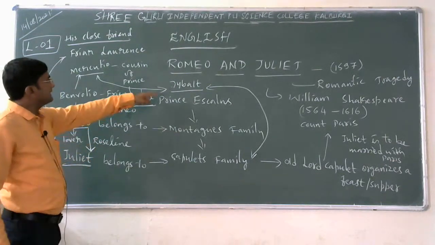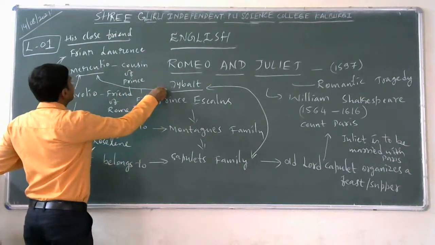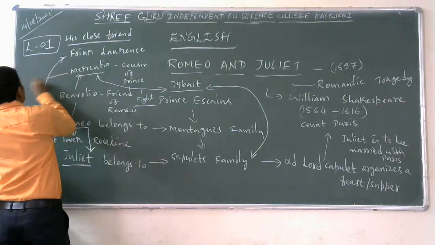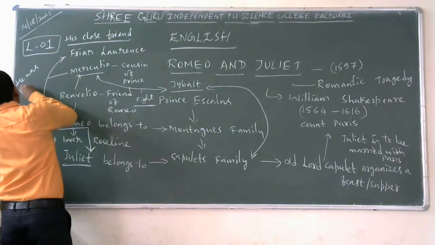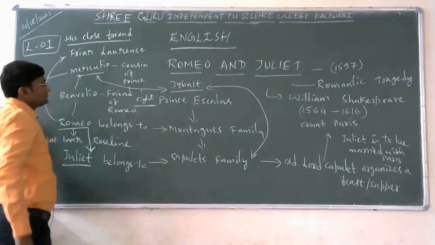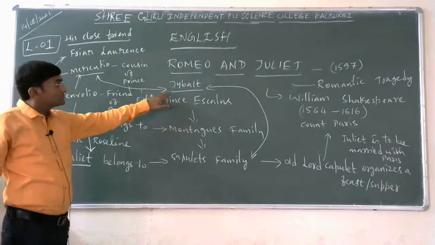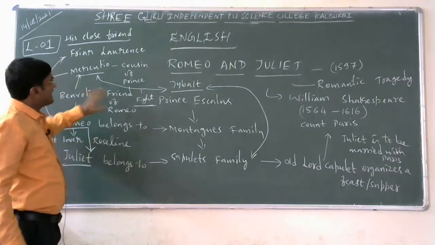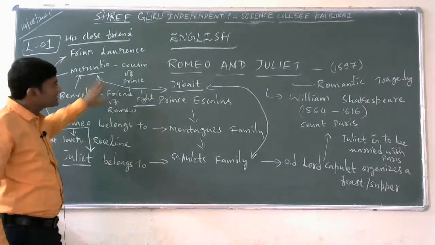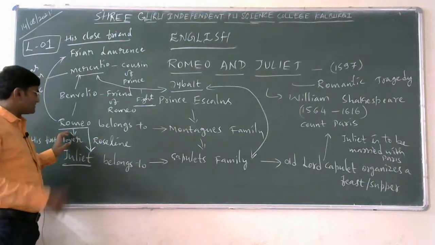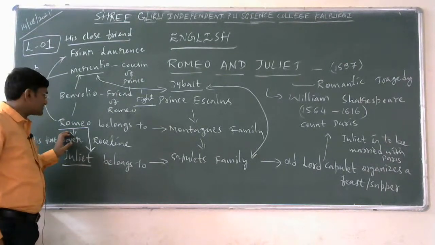So finally, he kills. Who kills? Tybalt kills Mercutio. Who kills Mercutio? He was killed by Tybalt. My dear students, who kills whom? Tybalt kills Mercutio. As he kills Mercutio, Romeo got angered. He too was in bewilderment, in confusion, in dilemma.